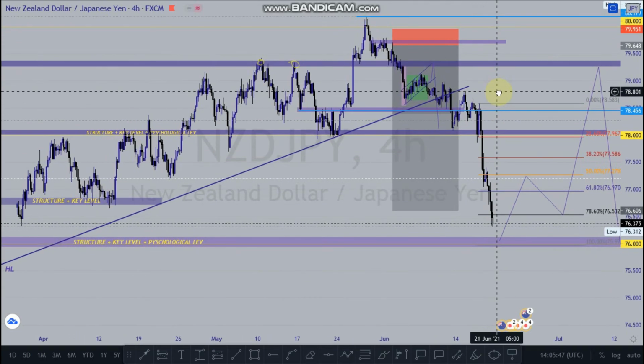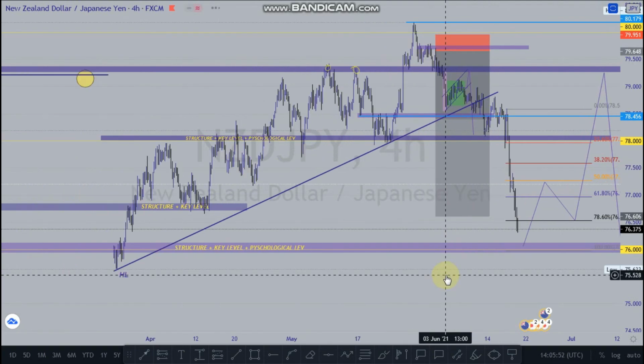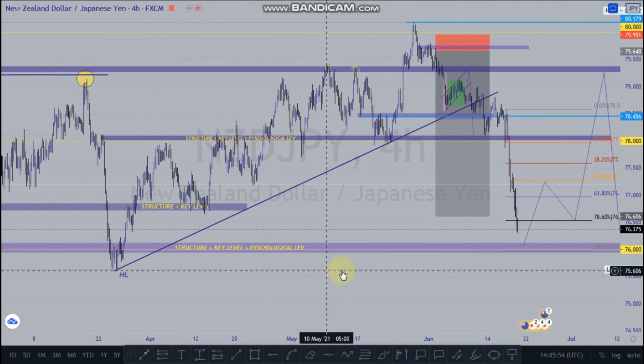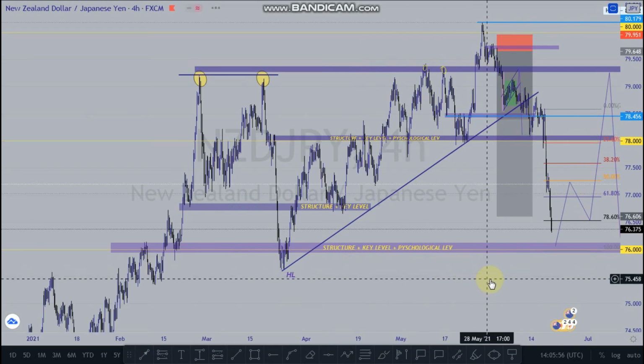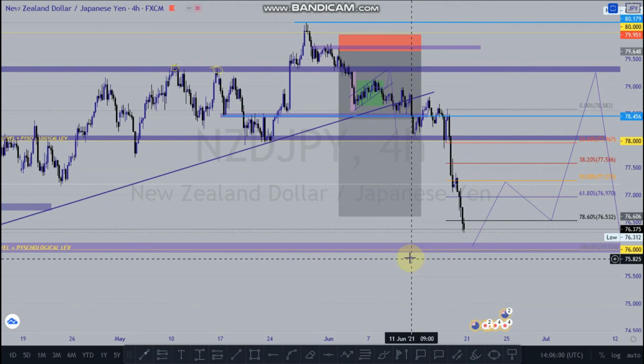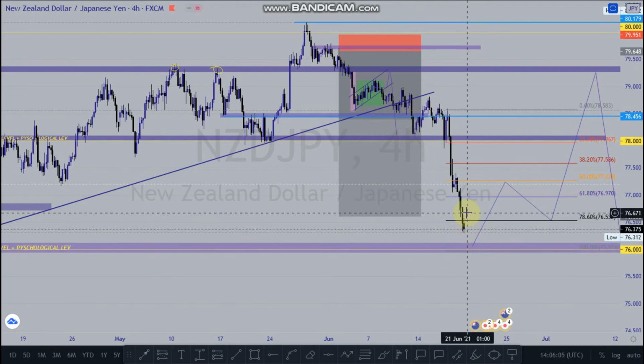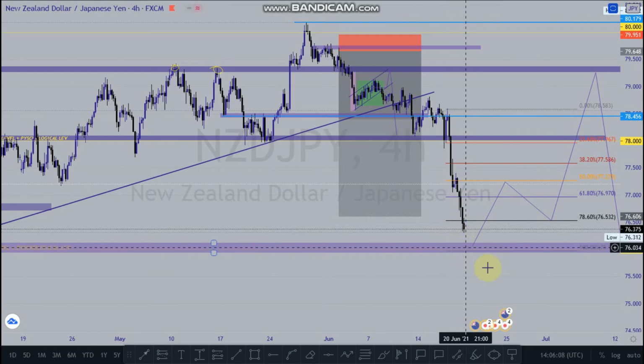So for my outlook this week, I'm not deleting this. For my outlook this week, I have my key levels, my structured levels, my psychological levels in place, and price has never hit this level. So definitely price is coming back to this region. I know definitely price is not going to reverse based on this. No, price is coming back to this region.